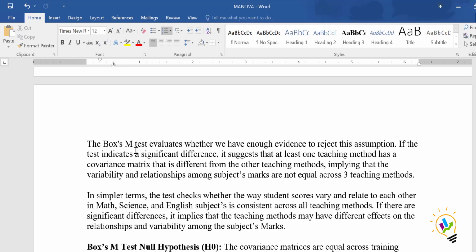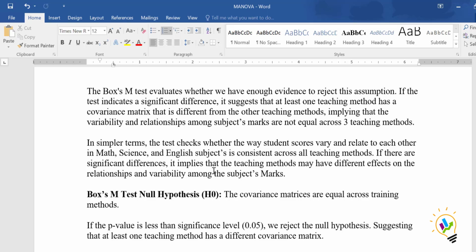In simpler terms, the test checks whether the way students' scores vary and relate to each other in mathematics, science and English is consistent across all teaching methods. If there is a significant difference, it implies that the teaching method may have a different effect on the relationship and variability among the subject marks. Okay, don't get worried about so much discussion. It's very simple. We need to see this null hypothesis: the covariance matrices are equal across teaching methods.